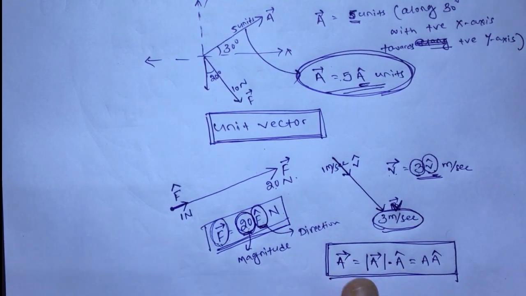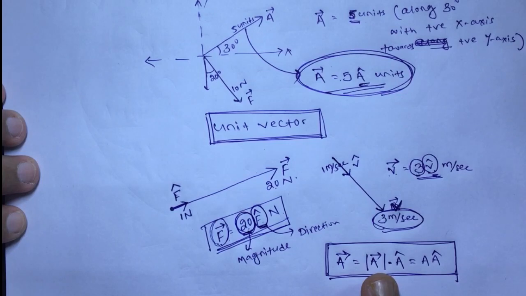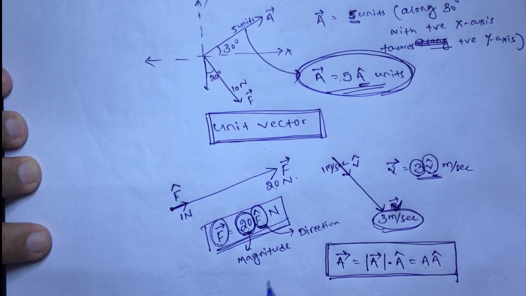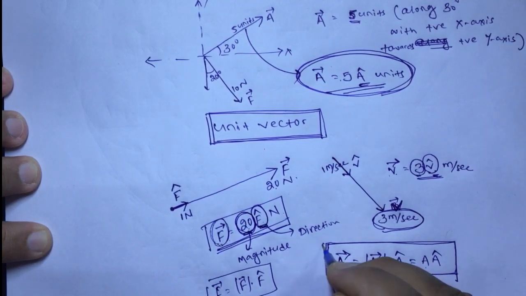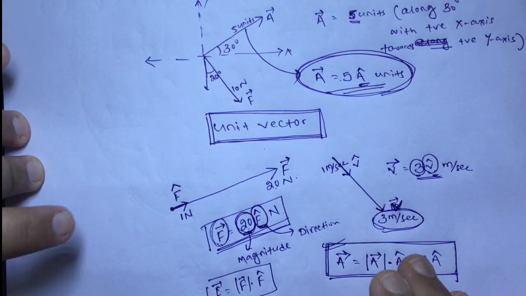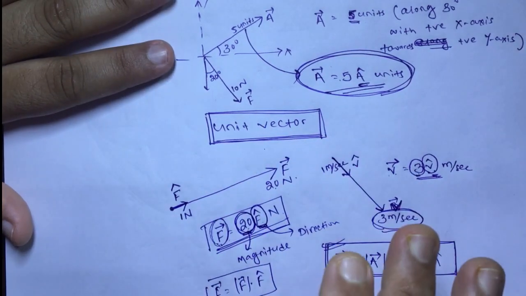Any vector can be written as its magnitude into its unit vector, or I can simply write it as a cap, because a means magnitude of a vector. All the vectors, f vector can be written as f vector magnitude into f cap. Okay, so this is the concept of unit vector actually.